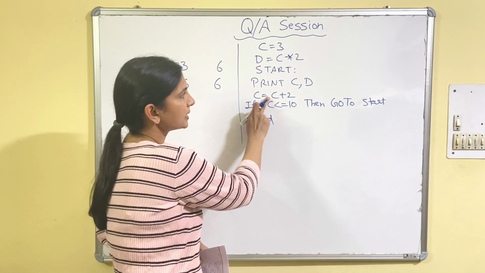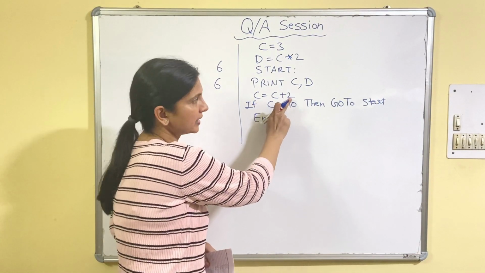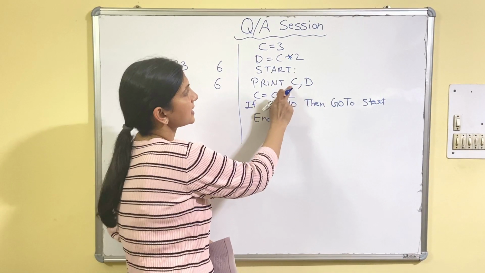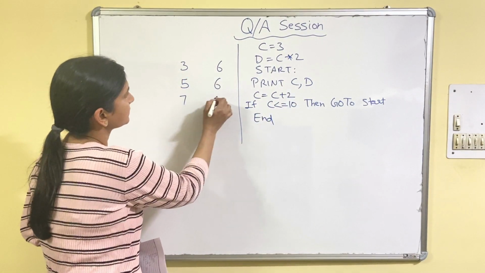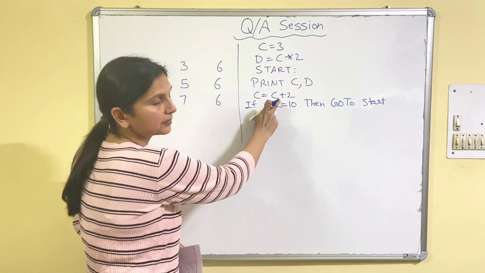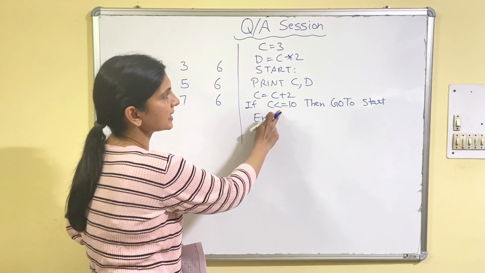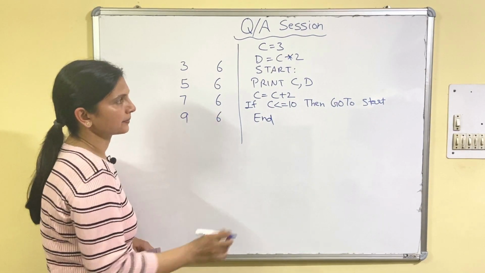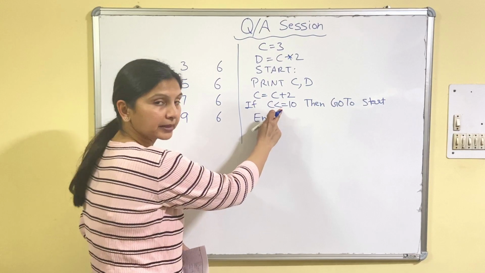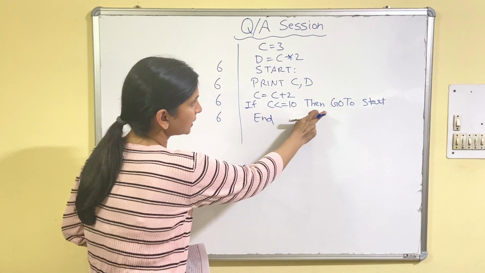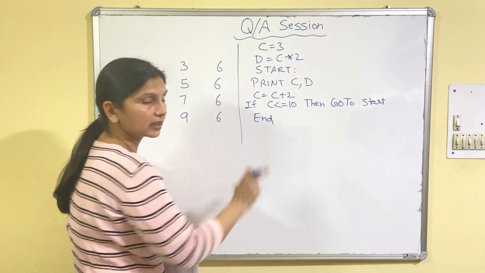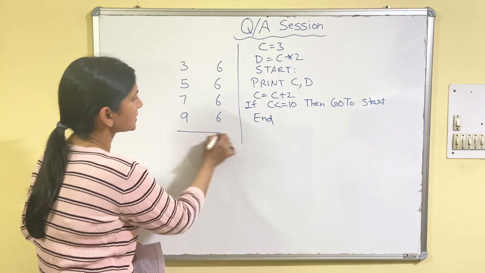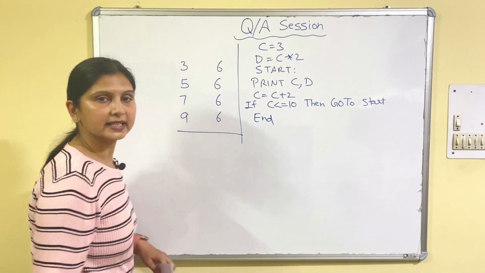Fine. Again, now the value of C is 5 here. Now it will come here. C equals to C plus 2. 5 plus 2, 7. 7 less than equals to 10. Yes. Then go to start. 7, 6. C will become 9. 9 less than equals to 10. Yes. Then again it will go here and display 9, 6. Now 9 plus 2, 11. Condition will become false. So it will not go to the go to statement. It will come to the end of the program, because the condition is false. So the output of this program is 3, 6, 5, 6, 7, 6, 9, 6.